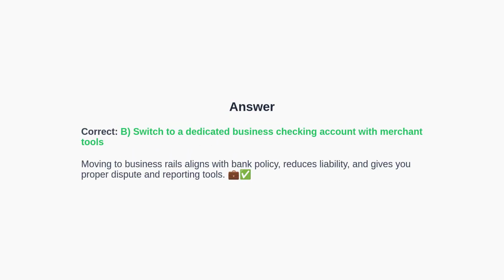The correct answer is B. Switching to a dedicated business checking account with merchant tools aligns your activity with bank policy, reduces liability, and grants access to appropriate dispute handling and reporting. Opening another personal account does not solve the policy violation, and going cash only is usually impractical.